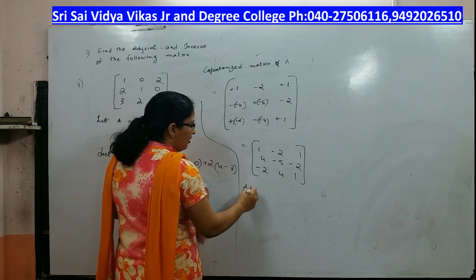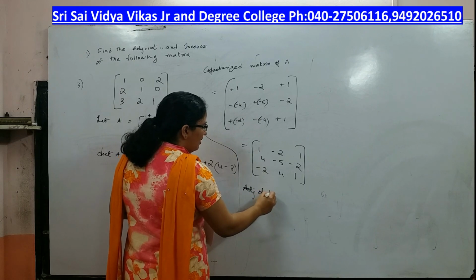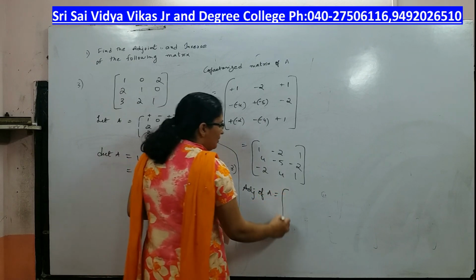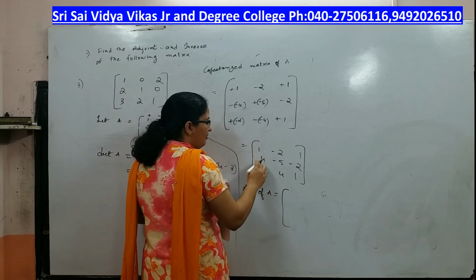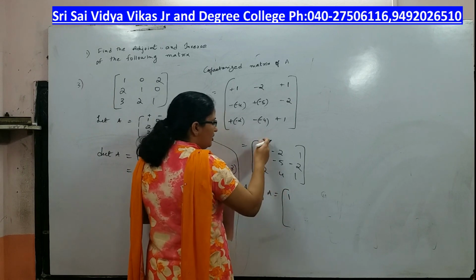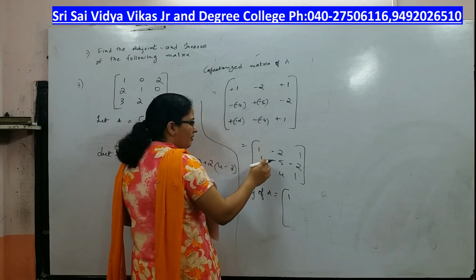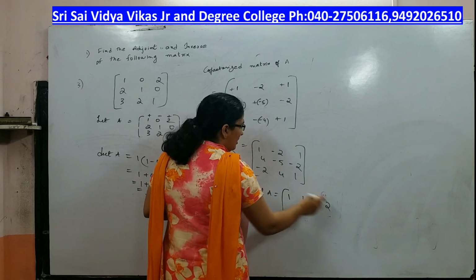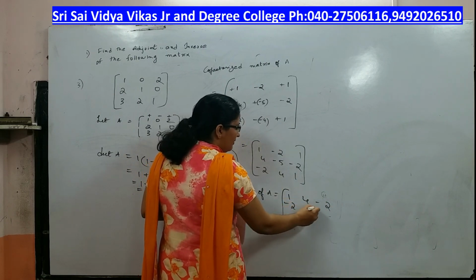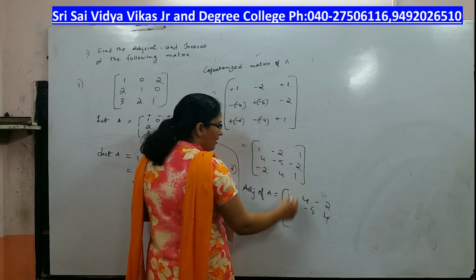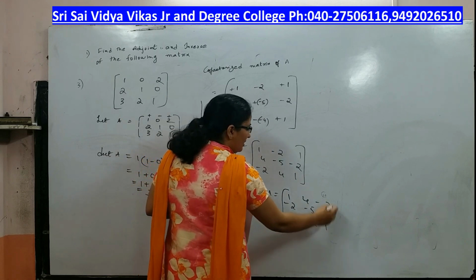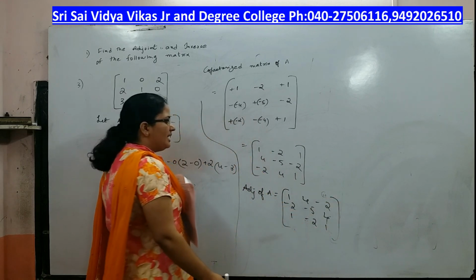Then adjoint of A is equal to the transpose of the cofactor matrix. Transpose means you have to write columns as rows. 1, 4, minus 2; minus 2, minus 5, 4; 1, minus 2, 1. This is the adjoint of A.